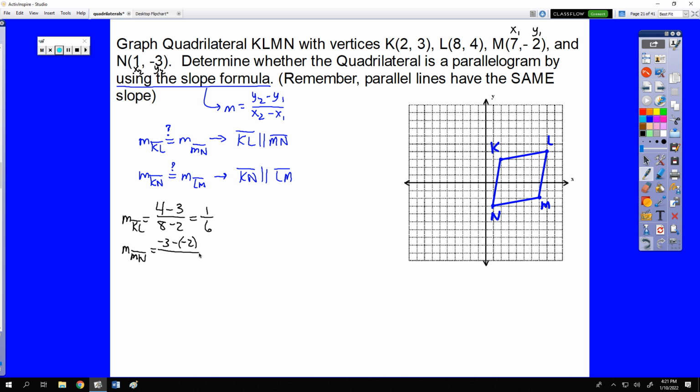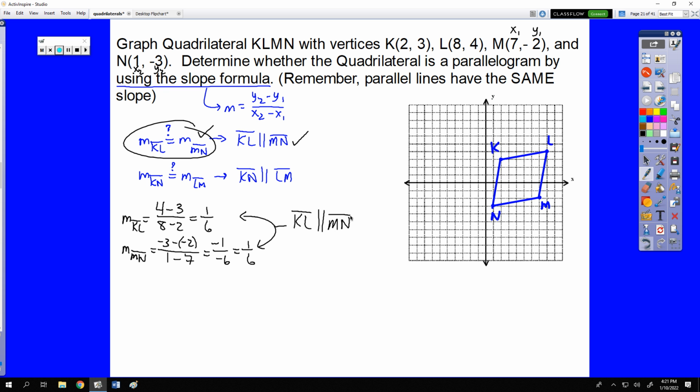And then x2 minus x1 is on the bottom. That is 1 minus 7. So you're looking there at -1 over -6, which is also 1/6. So we have confirmed that this is true, which means we've confirmed that KL is parallel to MN. Because these are equal, this is enough for us to guarantee that KL is parallel to MN.